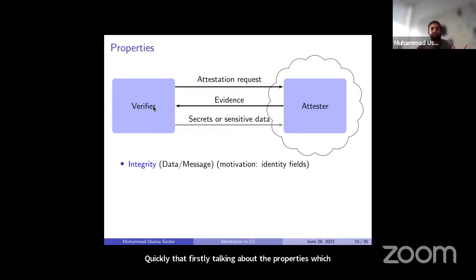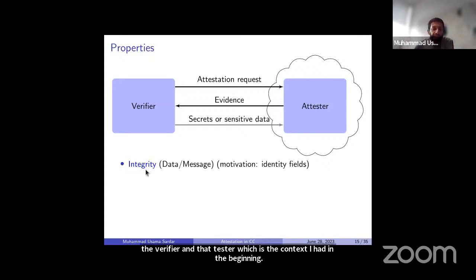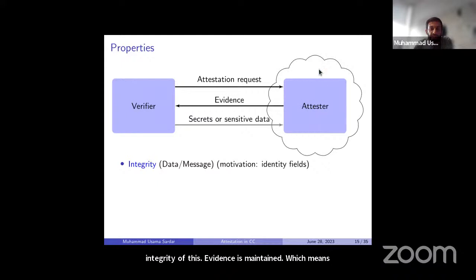Again, the same figure, the verifier and the attester, which is the context I had in the beginning. The properties of interest here are that the integrity of this evidence is maintained, which means that basically this is the attester which was running inside the cloud. And we want to ensure that the cloud provider did not change this evidence, which contains the claims, including the identity fields of this attester. So if the cloud provider could change this, it could play the role of that specific workload, show that everything is correct.